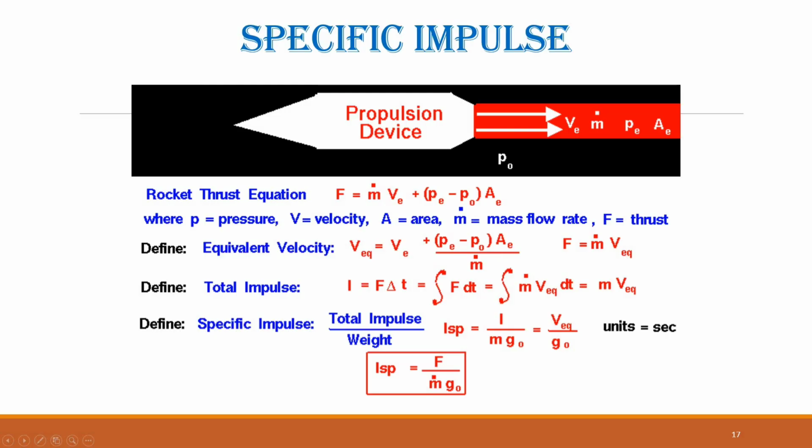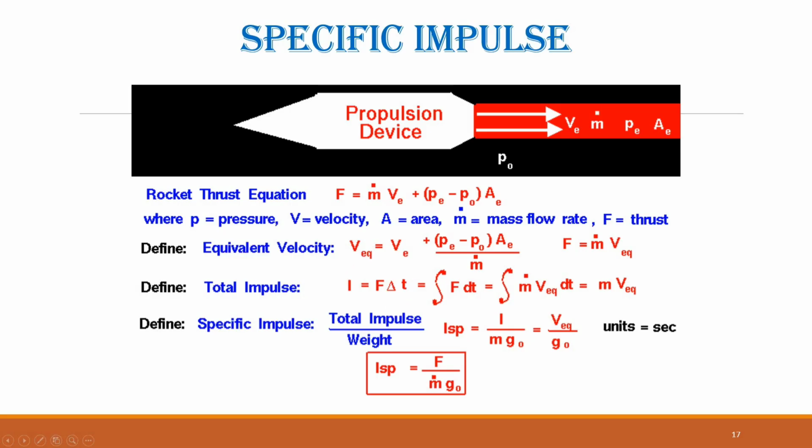The thrust equation can then be written more compactly as: thrust equals mass flow rate multiplied by equivalent velocity. This form is convenient because it combines the contributions of momentum and pressure into a single effective velocity term. The total impulse, I, of a rocket is defined as the average thrust multiplied by the total burn time of the engine, delta T. Total impulse equals thrust multiplied by burn time.